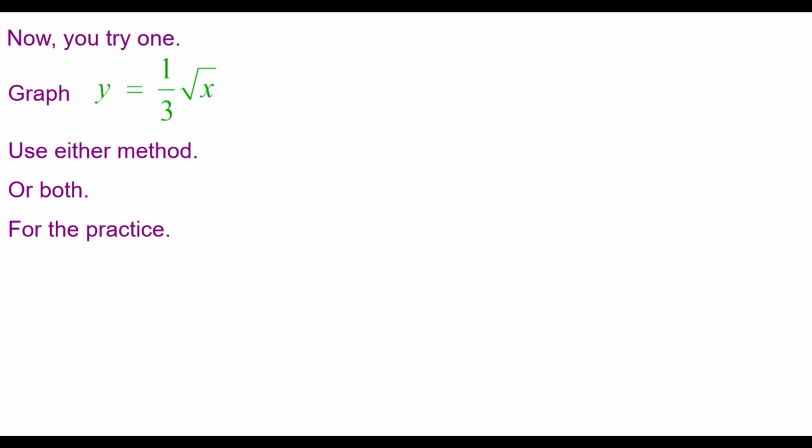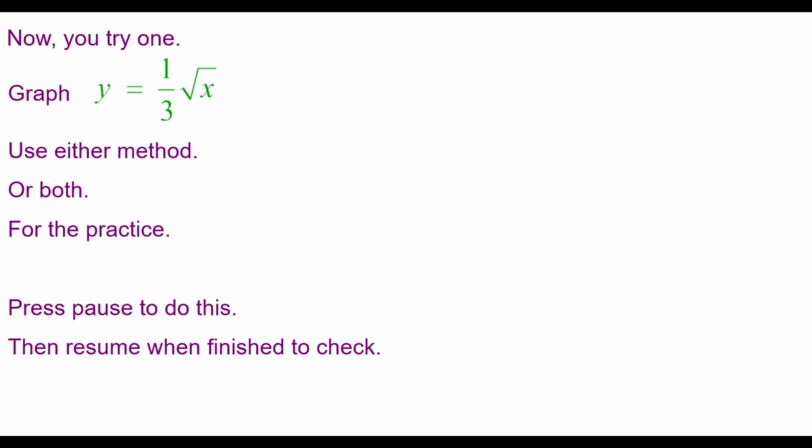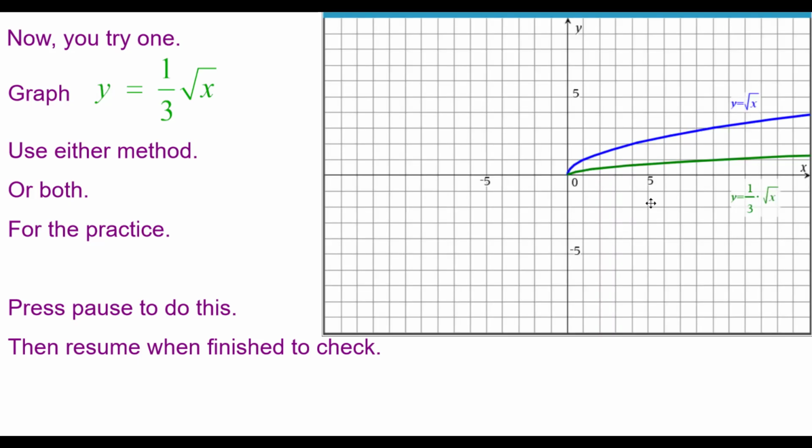Now you try one. Graph y equals 1/3 times the square root of x. Use either method or both for the practice. Press pause to do this and then resume when you're finished to check your answer. And here's your answer in green compared to the blue parent function.